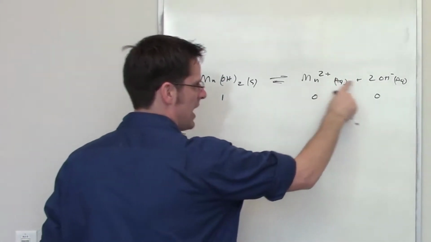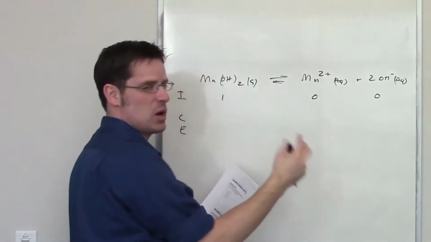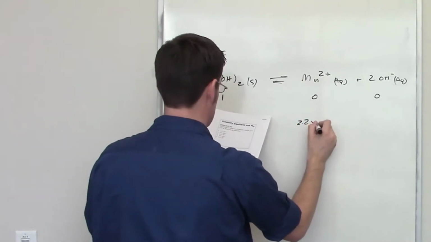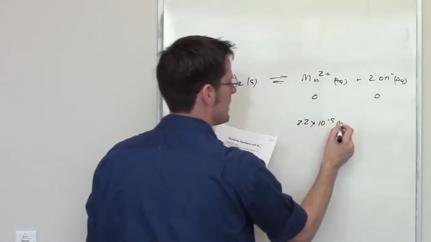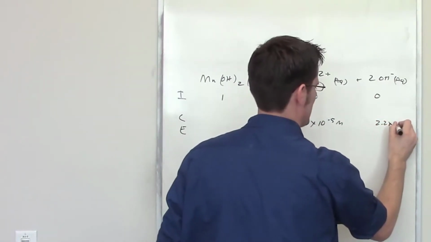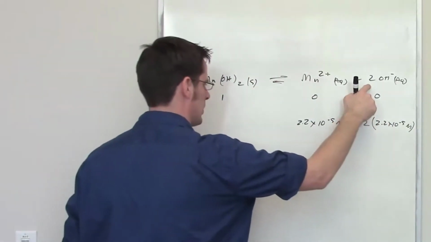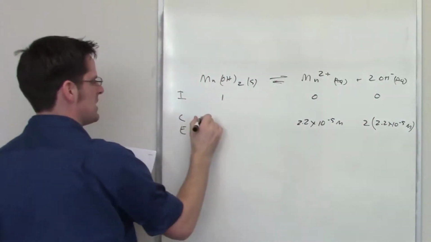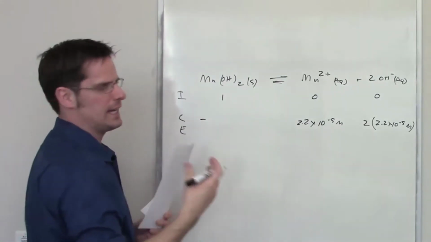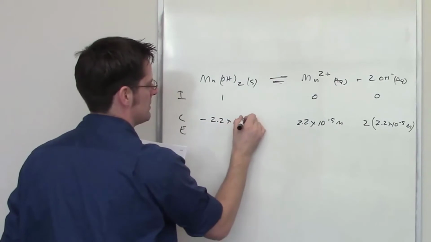So what you do is you find one of the things on the right side of the equation that has a 1 in front of it as a coefficient, and that's where the molar solubility goes. So I've got 2.2 times 10 to the negative 5th molar. I also have the same molar solubility for this thing, 2.2 times 10 to the negative 5th molar, but I have to multiply it by 2 because there are 2 molar equivalents. Now, by extension, the amount of manganese hydroxide is going to decrease by that same amount, minus 2.2 times 10 to the negative 5th.